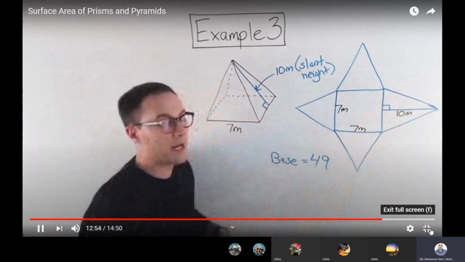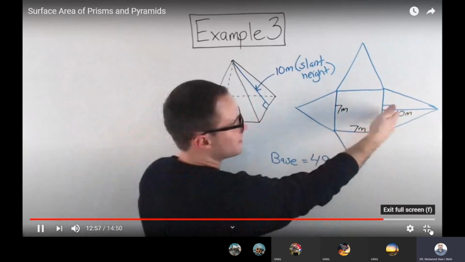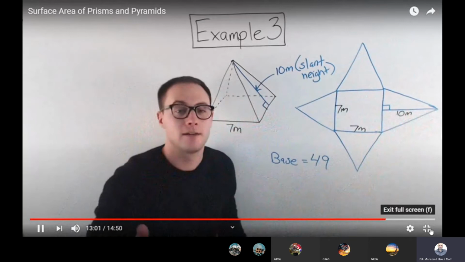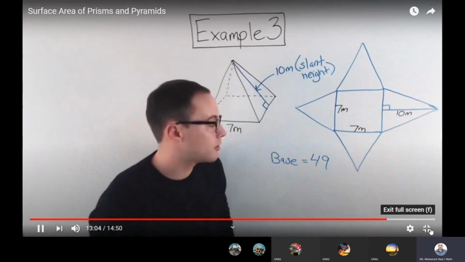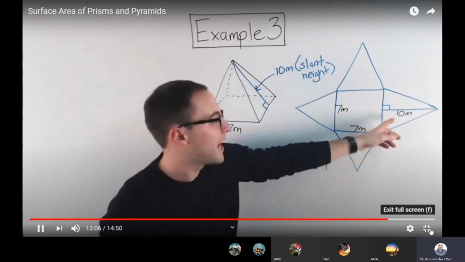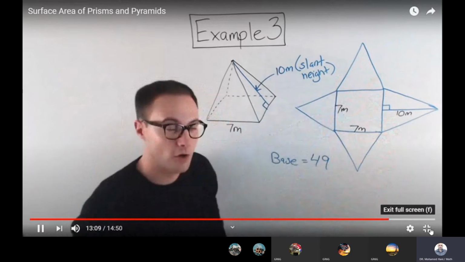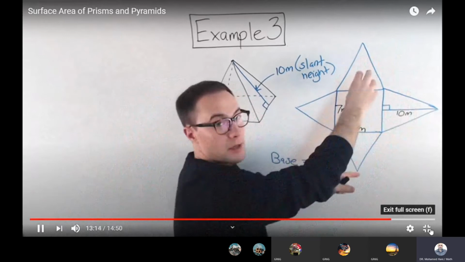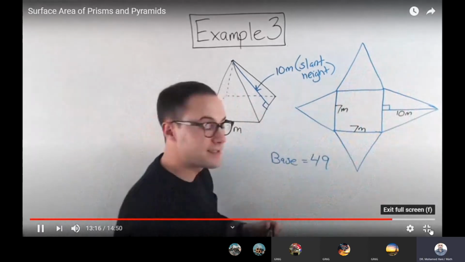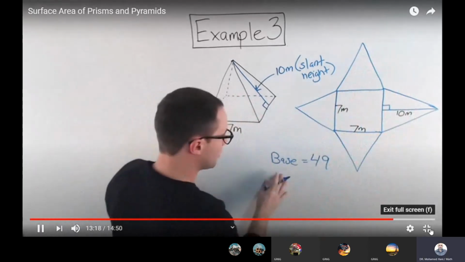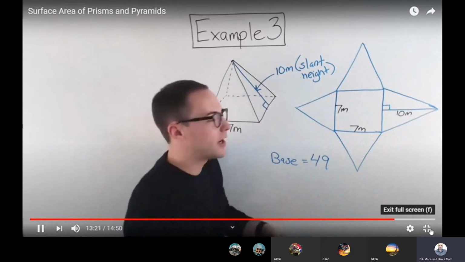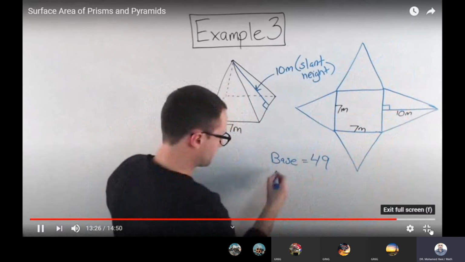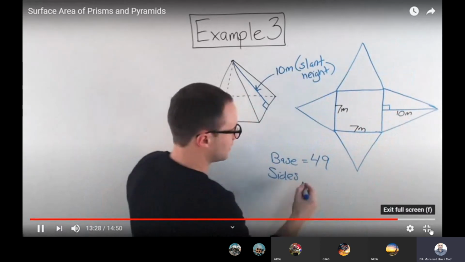The base is the simplest. Remember, this is a square, so 7 meters times 7 meters. 7 times 7 is 49, so the area of my base is 49. Now, the area of one of my triangles would be 7, the base, times that height. 7 times 10 is 70, divided by 2, because it's a triangle. But we have 4 of them.